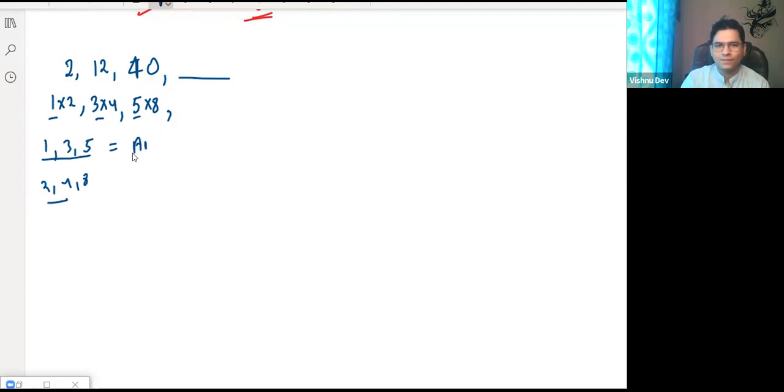This is in AP. We have discussed AP, sir. The difference is the same. But what about this? This is GP. So that is the first idea. Now, second: what is 12 minus 2? 10. Okay. 40 minus 12? 28. Can I get something from here? No, it is not sufficient. This information is not sufficient. If I had more terms, then I could have thought of something.